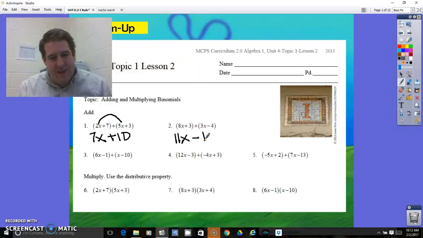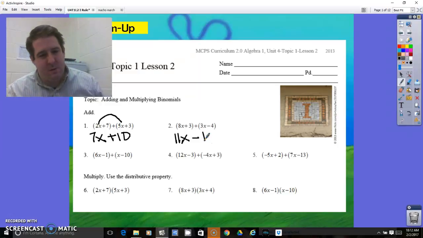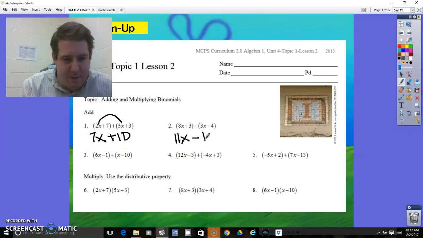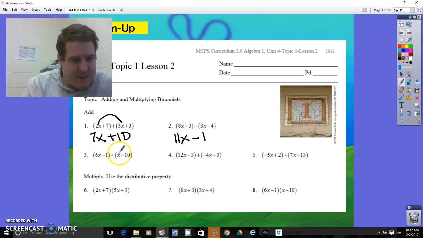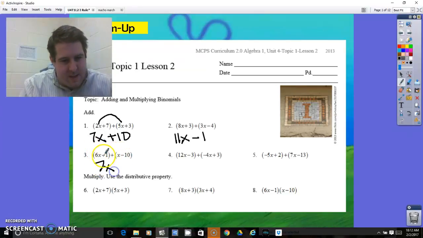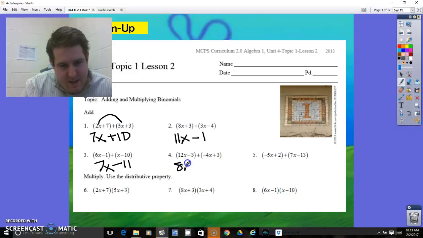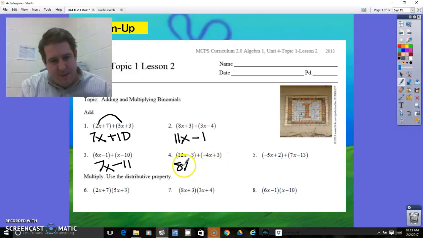Remember when you're adding things with different signs, you subtract the absolute values of the numbers and then take the sign of the bigger number. Once again, if you're having trouble with integers, just use a calculator. 6x plus x makes 7x. Negative 1 and negative 10 makes negative 11. 12x and negative 4x is 8x. Negative 3 and 3 makes 0.